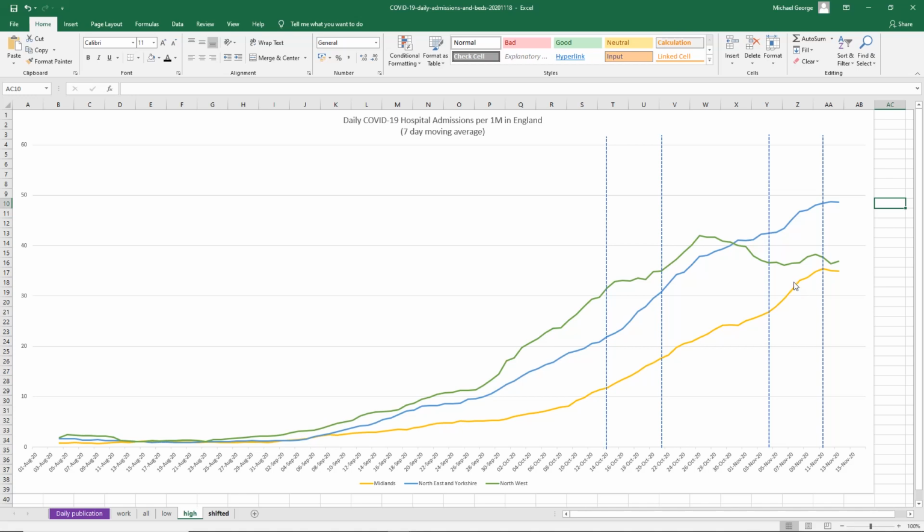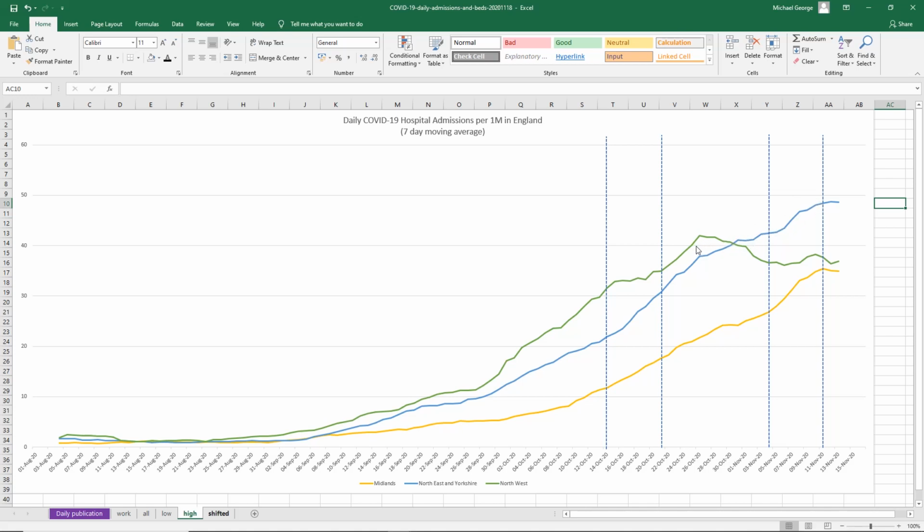That may be the introduction of tier 2 limits in some of the areas. Likewise, in the northeast as well, we can see that the gradient definitely eased up a bit for a while, around about a fortnight after the tier restrictions were put into place, but subsequently started to rise again.